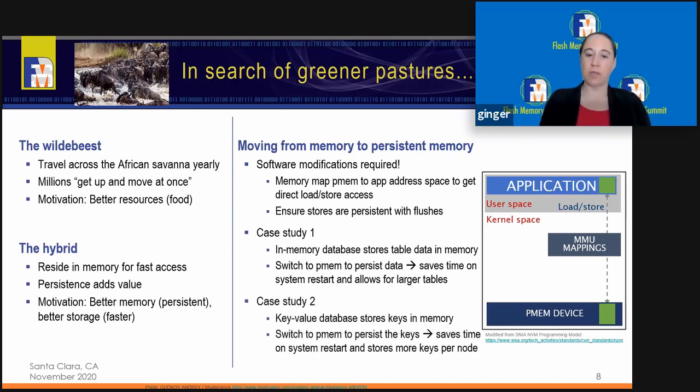Another one, this is somewhat similar, is a key value database. The keys are stored in memory for that speed. But when you put those keys in persistent memory, again, you get the same savings on system restart. And again, you're able to store more keys per node, which usually allows you to store more data per node. So this is a scenario where you want something that's really fast, but you have a reason that persistence adds value to the picture. It's a little bit more work to modify your software for this, but you're truly getting the best benefit of the technology with this.